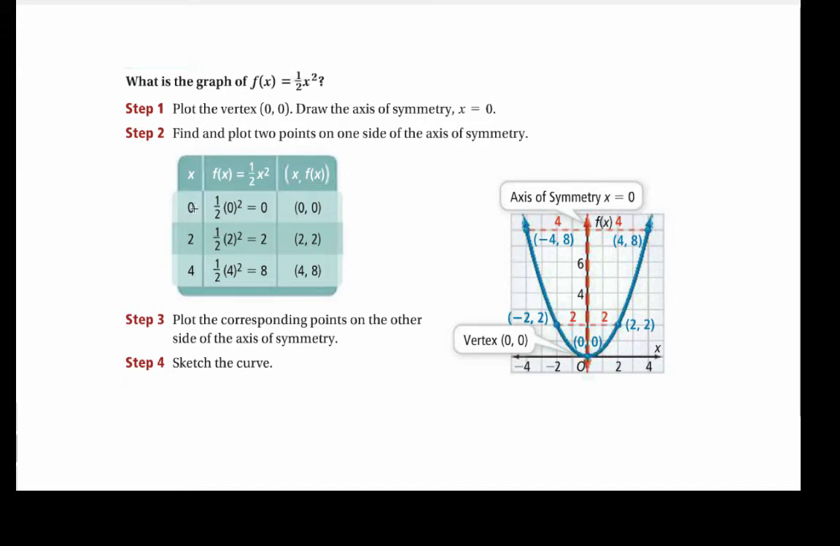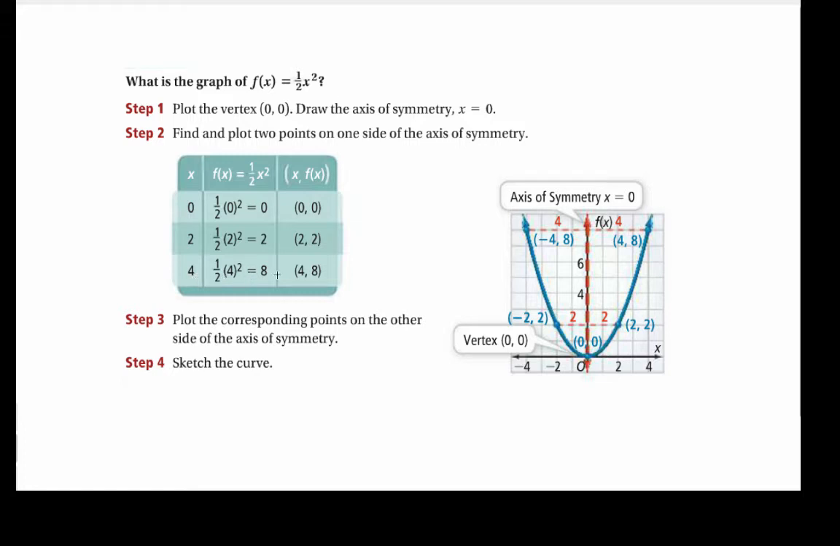So what we do is we make a table. And here's our vertex coordinate x, and when we substitute that into the function, we get a point (0, 0). When x is 2, we plug that value into the function. We get the value of 2 coming out of the function, so we have (2, 2) on our graph. And then we plug 4 in.